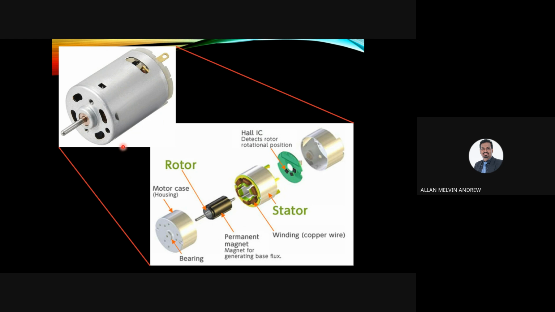Okay, usually it will be in this packaging, but when we open it, there will be many parts inside. So this is the housing. There will be a permanent magnet. There will be stator. There will be winding, copper wire. So the current DC motor comes with an IC, which can detect the rotational position, and we have a back housing. So this is a combination of all the components inside the DC motor.